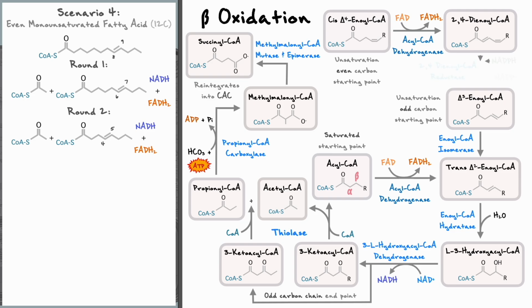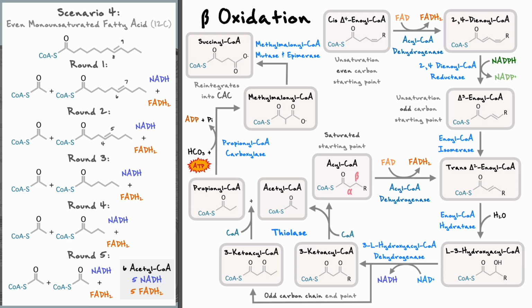To do so, the enzyme 2,4-dienol-CoA reductase uses NADPH to basically add electrons into the compound and turn it into delta-3-enol-CoA. Just like we've seen with odd unsaturations, the delta-3-enol-CoA can be converted back into a substrate that enol-CoA hydratase can process. However, since the compound still gets processed by acyl-CoA dehydrogenase first, double bonds on even carbons still produce the FADH2. In total, this monounsaturated fatty acid produces the same yield as the saturated one.